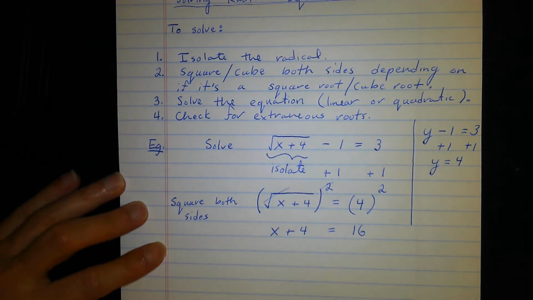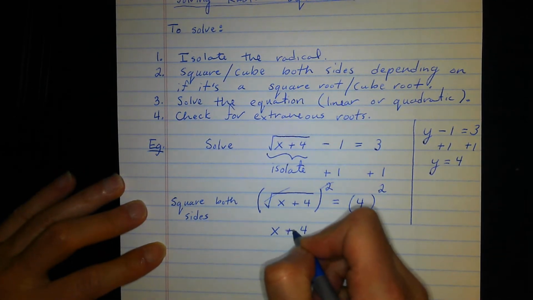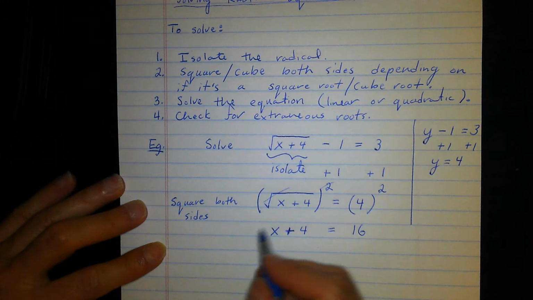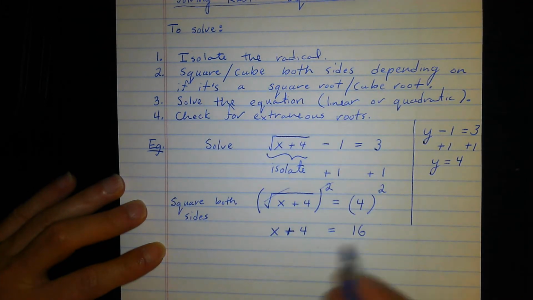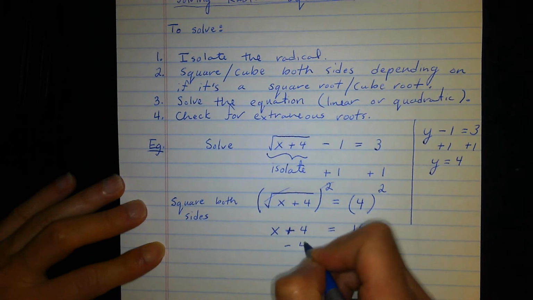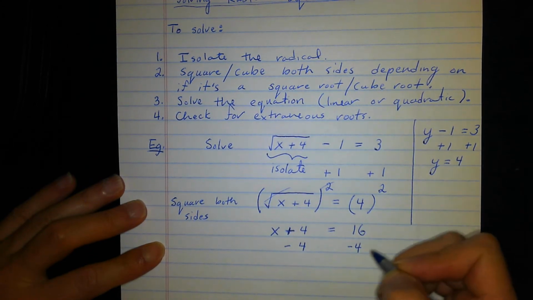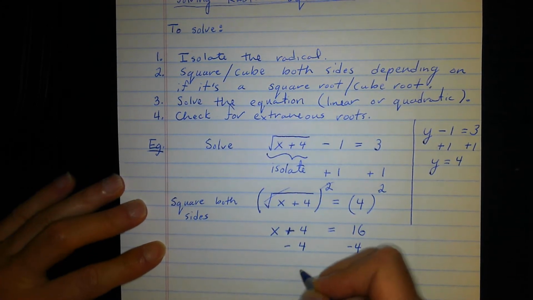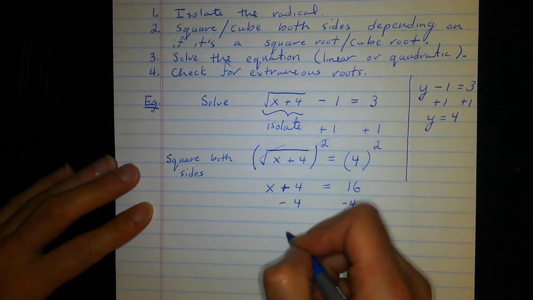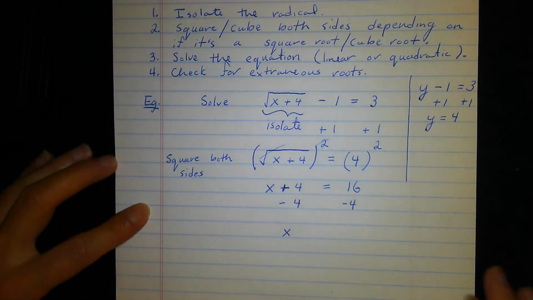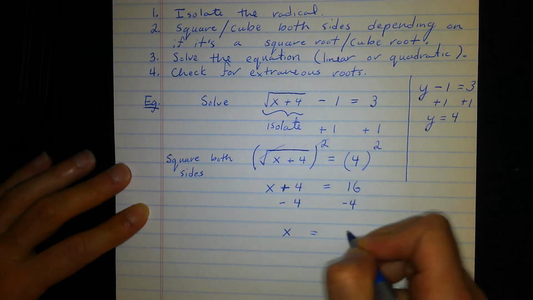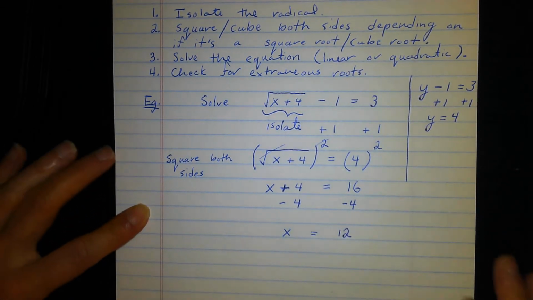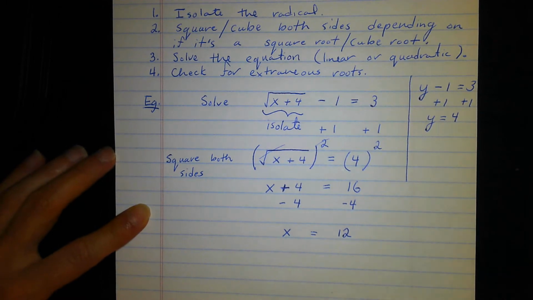Okay, and now at this point, I would just subtract 4 from both sides. We have a linear equation now. Solve the equation. This is a linear equation. I'm just going to minus 4, and that gives me x equals 12.